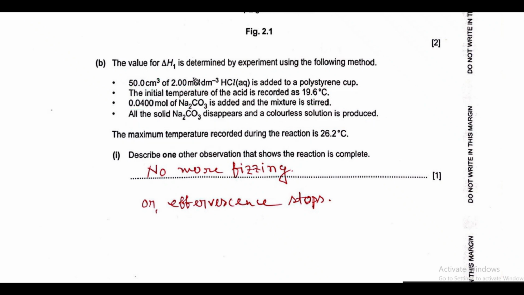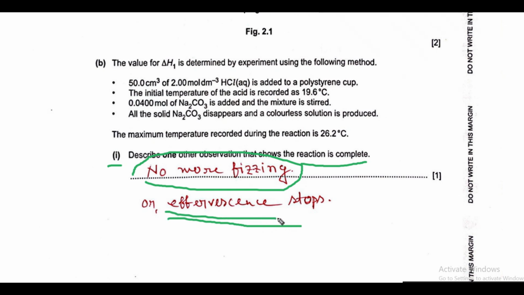So here what is given? Volume and concentration of hydrochloric acid are given. Initial temperature is given, and the final temperature is also given. Sodium carbonate mole is given. You are asked to describe one other observation that shows that the reaction is complete. That means how you can understand the reaction is complete. Answer will be no more fizzing or no more bubbles, fizzing stops, or effervescence stops, as hydrochloric acid reacts with sodium carbonate. Any carbonate reacts with acid to produce salt plus carbon dioxide plus water. As carbon dioxide is formed, fizzing occurs. When the reaction is complete, no more fizzing will be seen, meaning fizzing stops.